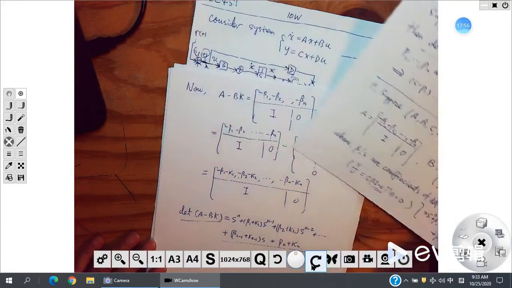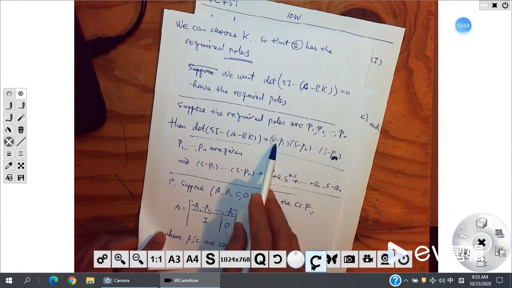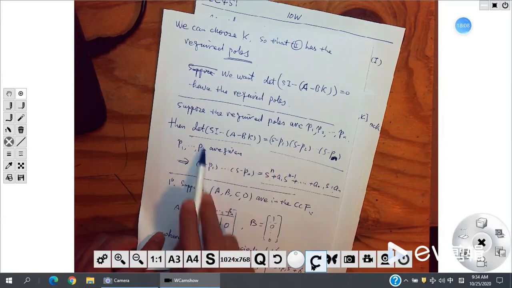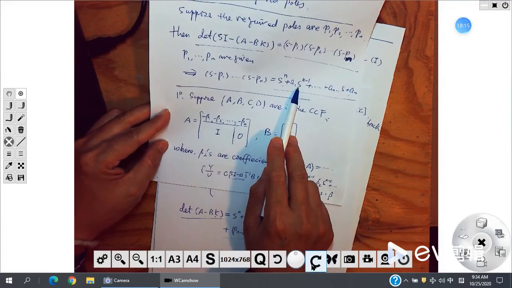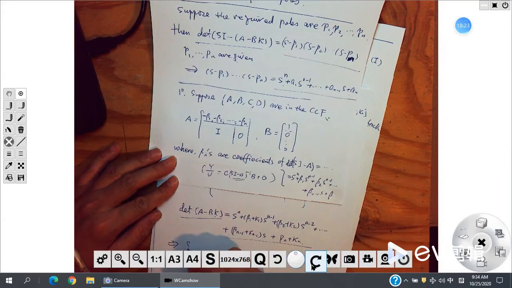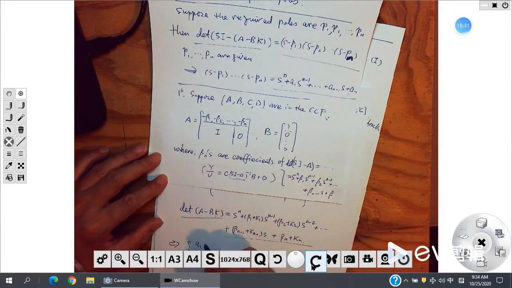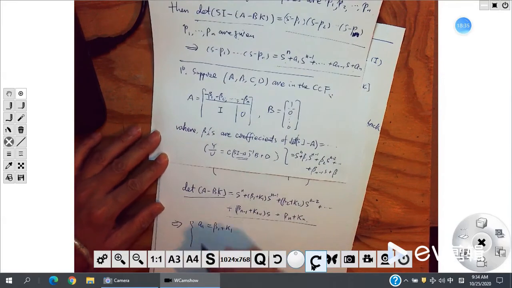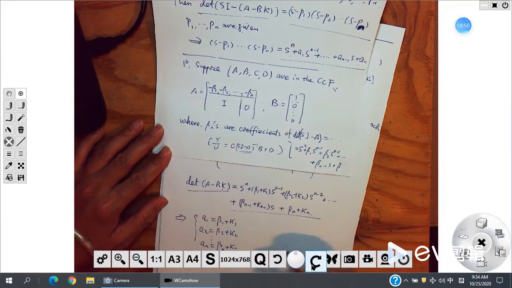And we want that k, right? We want to choose that k so that the required poles are these poles. So we want to choose k so that this part will be this one. Then we need the coefficients to be the same. s^n is the same, doesn't matter. Then A1 should be beta 1 plus K1, so A1 equals beta 1 plus K1, and A2 equals beta 2 plus K2, and so on. The last one should be An equal to beta n plus Kn. Okay. So we have these.